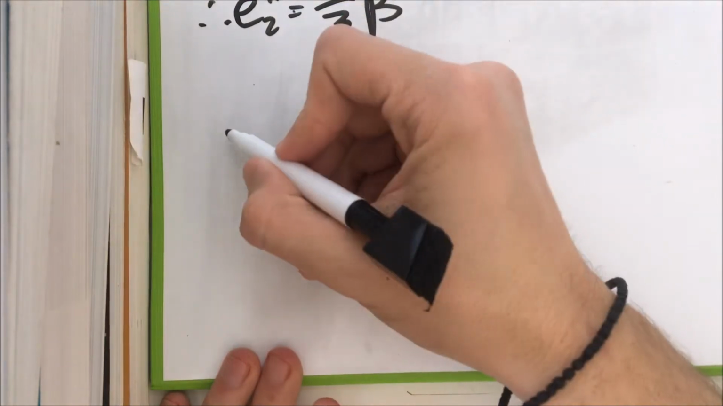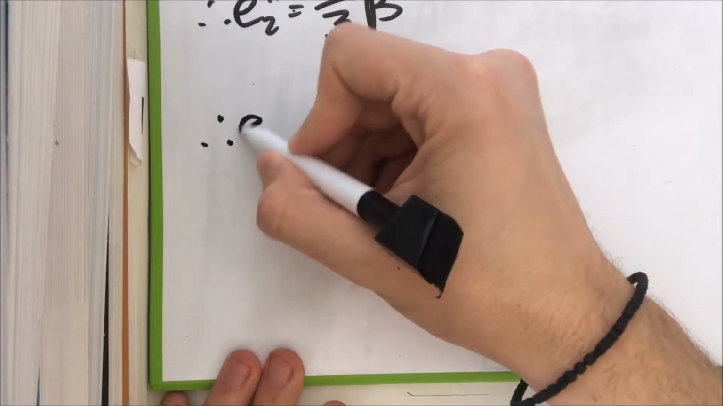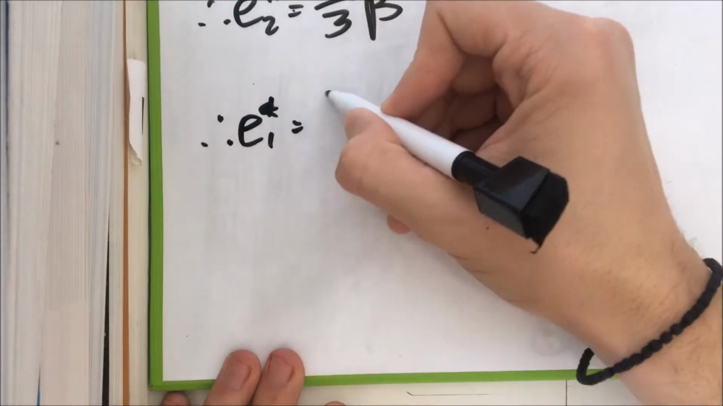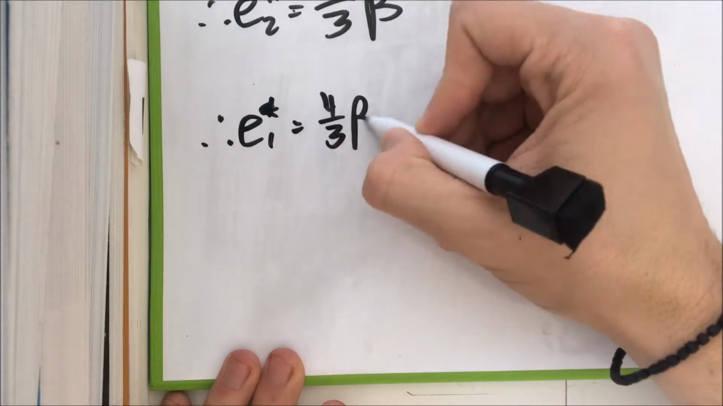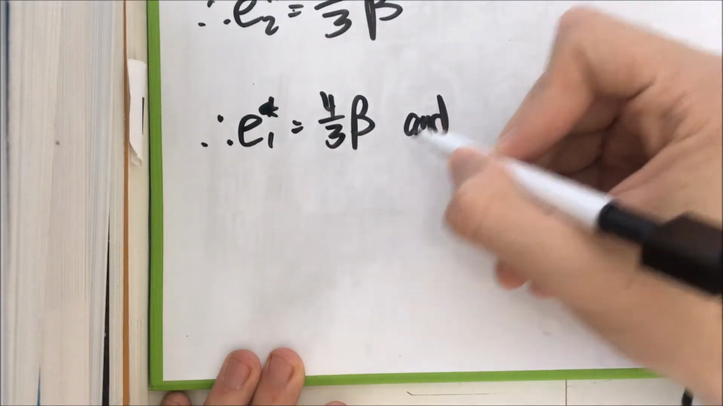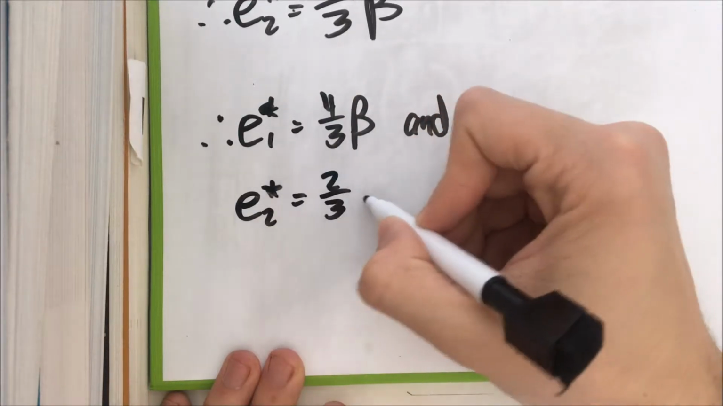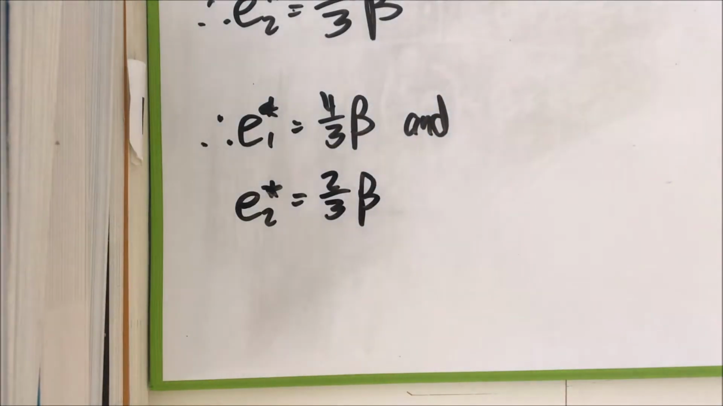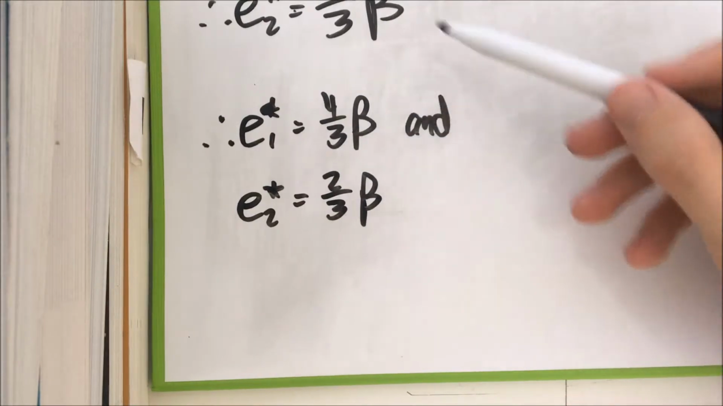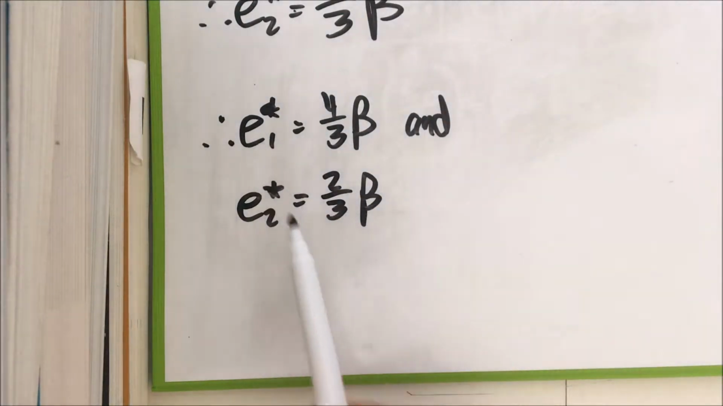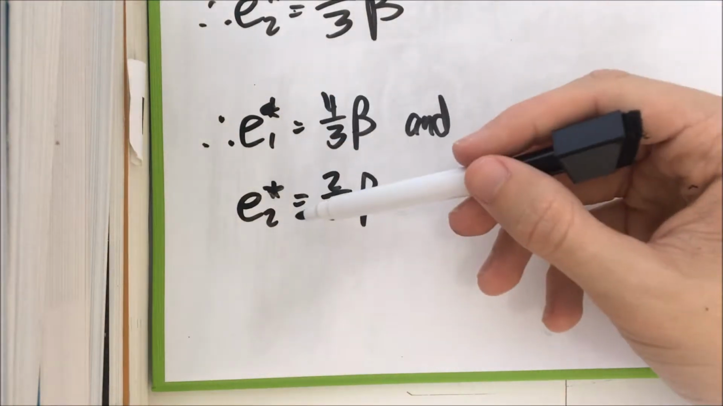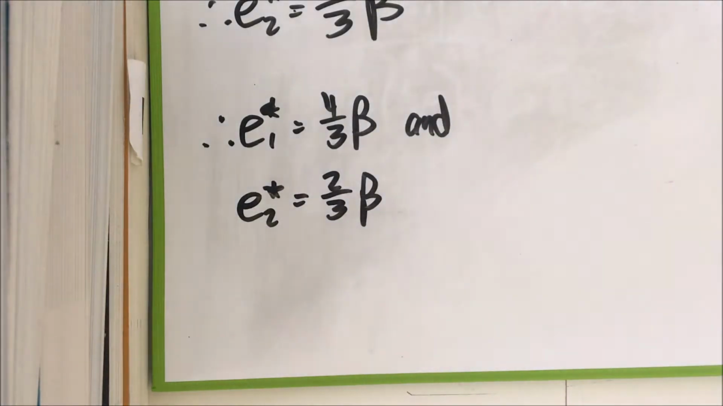Okay, so just to finalize the answers, E1 star equals 4/3 beta, and E2 star equals 2/3 beta. So this is the optimum level. These are the effort levels that the agent should put into task 1 and task 2 to maximize his utility.